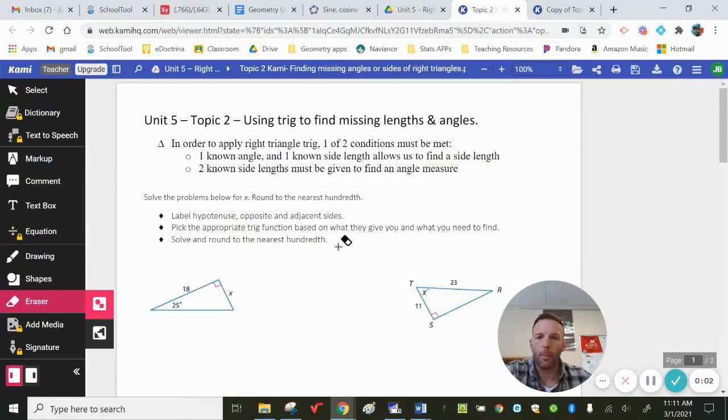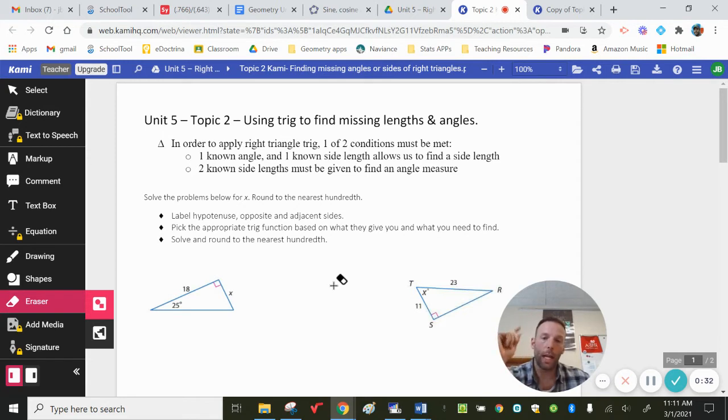Hey everybody, let's talk about using trig to find missing lengths or angles. So the first thing you need to know is, in order to apply the right triangle trig that we learned about in topic one, one of two things has to be true. Either we have one known angle, aside from the right angle, because you have to have a right angle in order to have a right triangle. So we have to have a right angle and one additional angle, and know one of the three lengths.